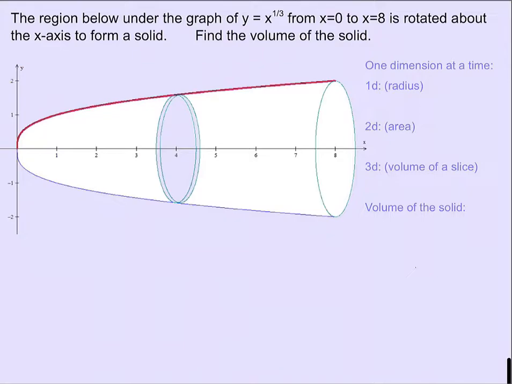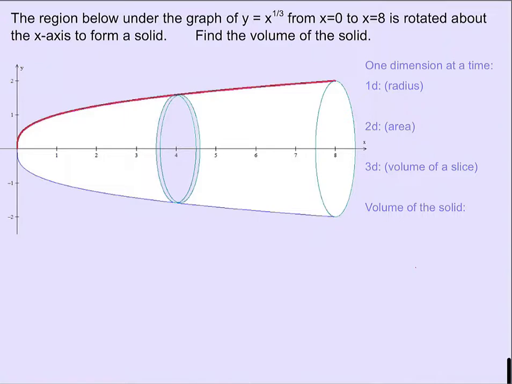Today we're going to talk about one of the classic problems of calculus. It's called a solid of revolution. Let's get started. Imagine we have the graph y equals x to the 1/3. That's this red graph here. Hopefully you recognize this as a cube root function. It's missing the other part down here, but that's because we're only going from 0 to 8. So that red line is y equals x to the 1/3 from 0 to 8.